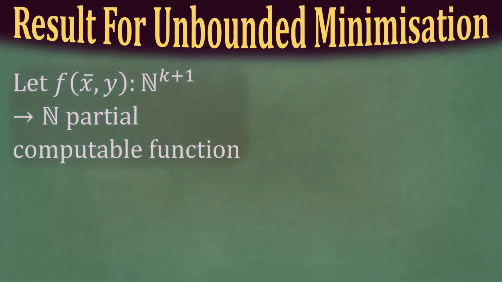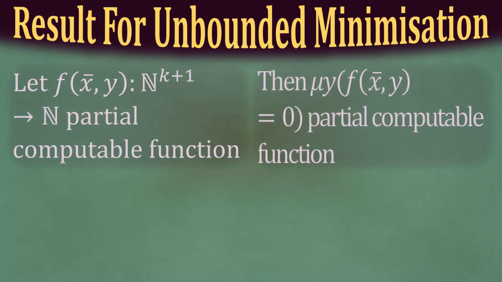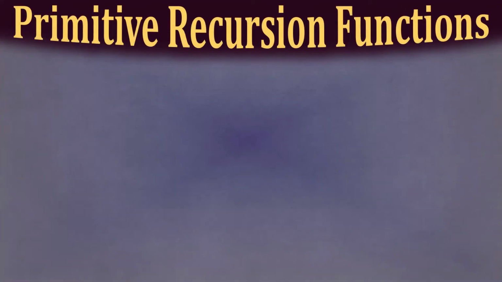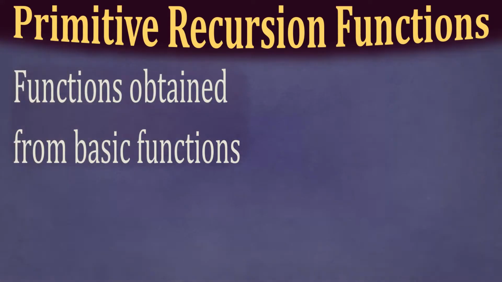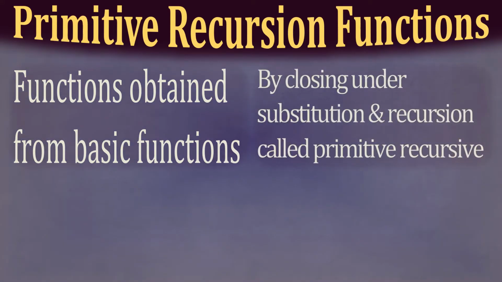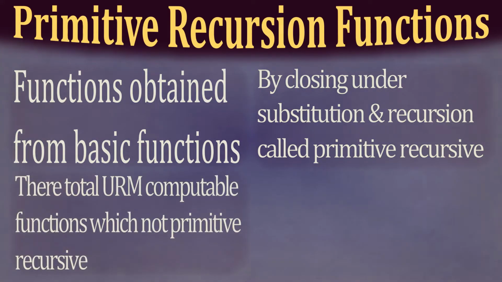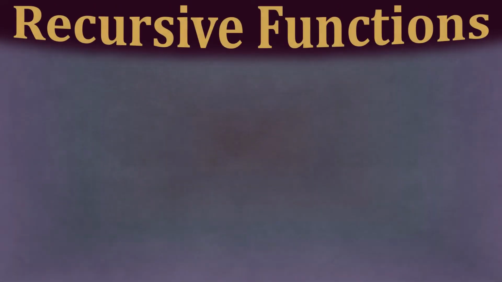Let f of x bar y from the naturals to the k plus 1 to the naturals be a partial computable function. Then mu y of f of x bar y equals 0 is a partial computable function. Now, let's define primitive recursive function. The functions obtained from the basic functions, i.e. the zero function, the successor function, and the projections u i superscript n for i from 1 to n, by closure under substitution and recursion are called primitive recursive. Note, there are total URM computable functions which are not primitive recursive. On the other hand, let's define recursive function.